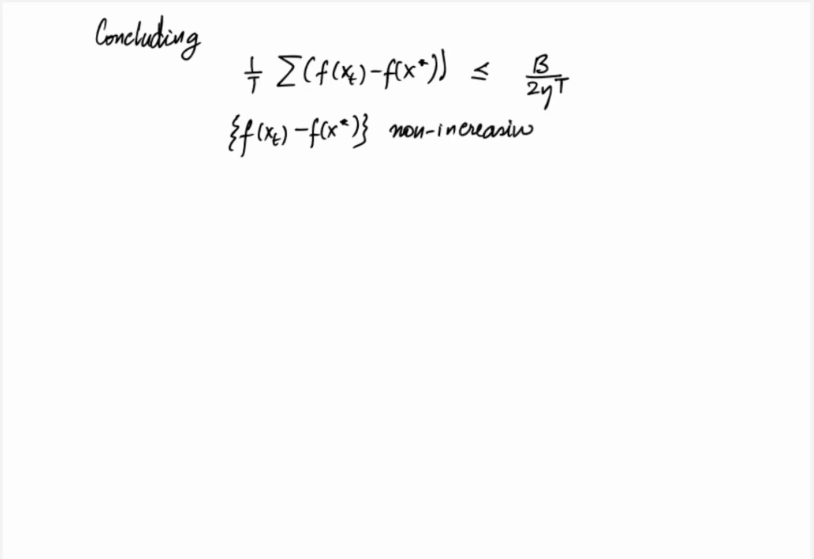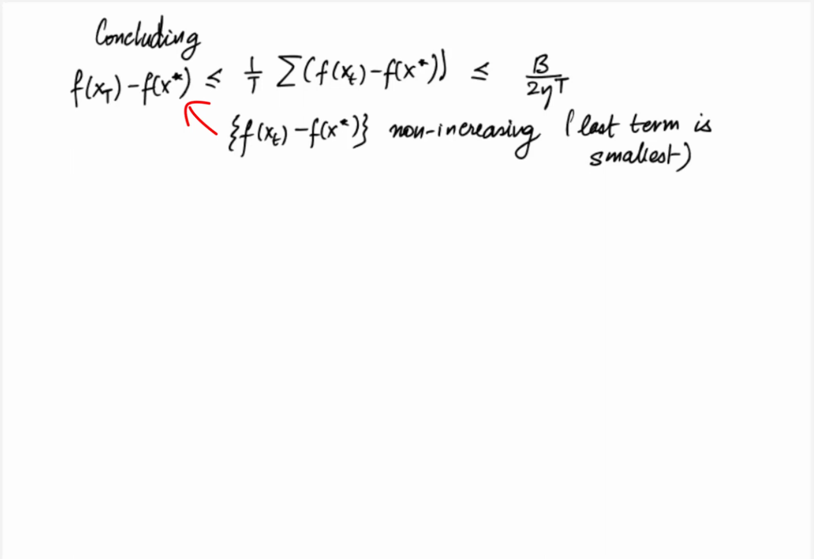This means that the last term in the summation is the smallest. So we can upper bound all the terms in the summation with the last term, so as to obtain f of xT minus f of x star less than or equal to 1 over T times the sum for t equal to 1 to T of f of xt minus f of x star, which is less than or equal to b over 2 eta T.